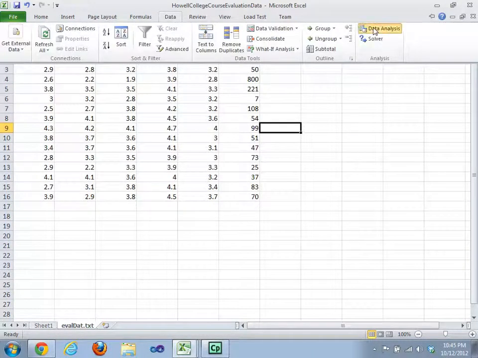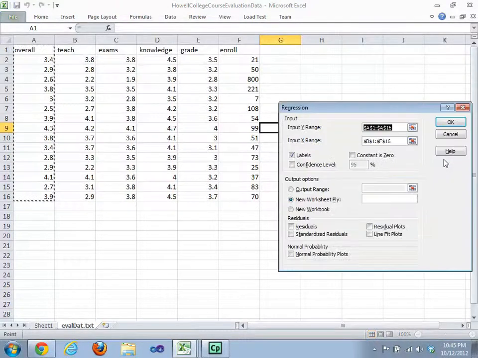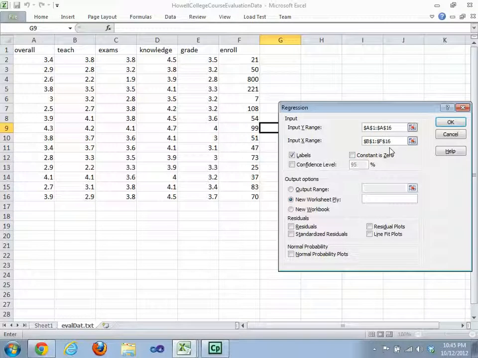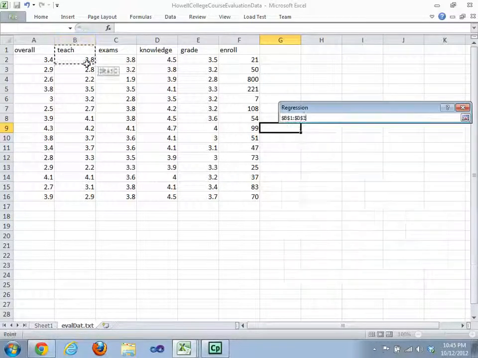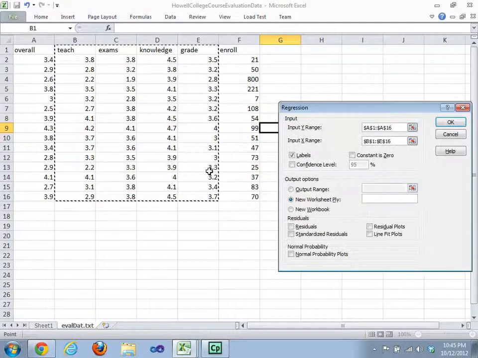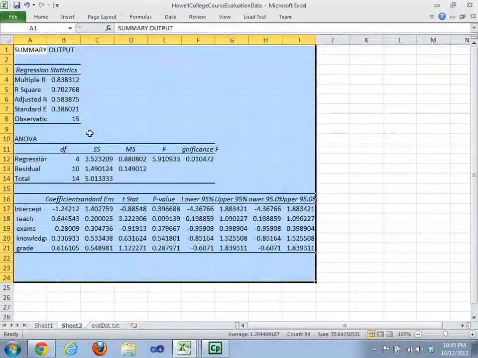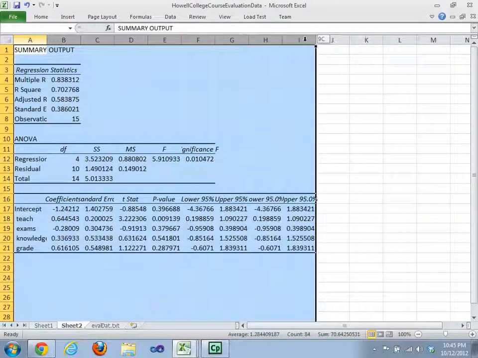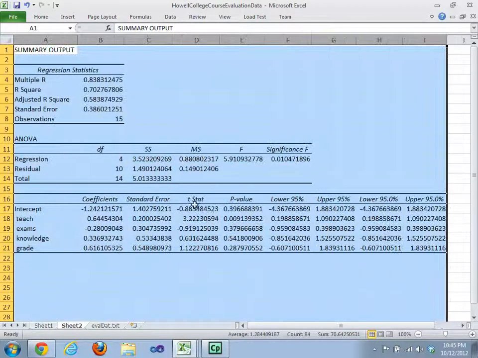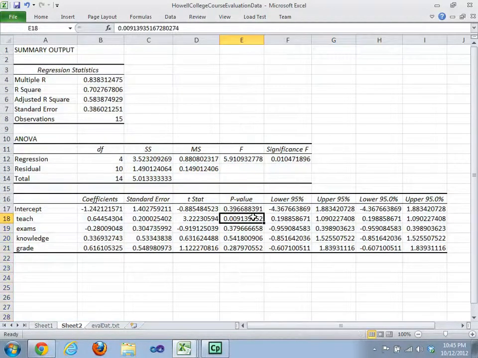So I go to data, data analysis, regression. I look at my X range, and instead of going to column F, I'm just going to go to column E. I'll just select it over. So I'm just doing these 4 columns now, eliminating enrollment, and run the regression again. We still have an R-squared of 70. We look at our p-values.